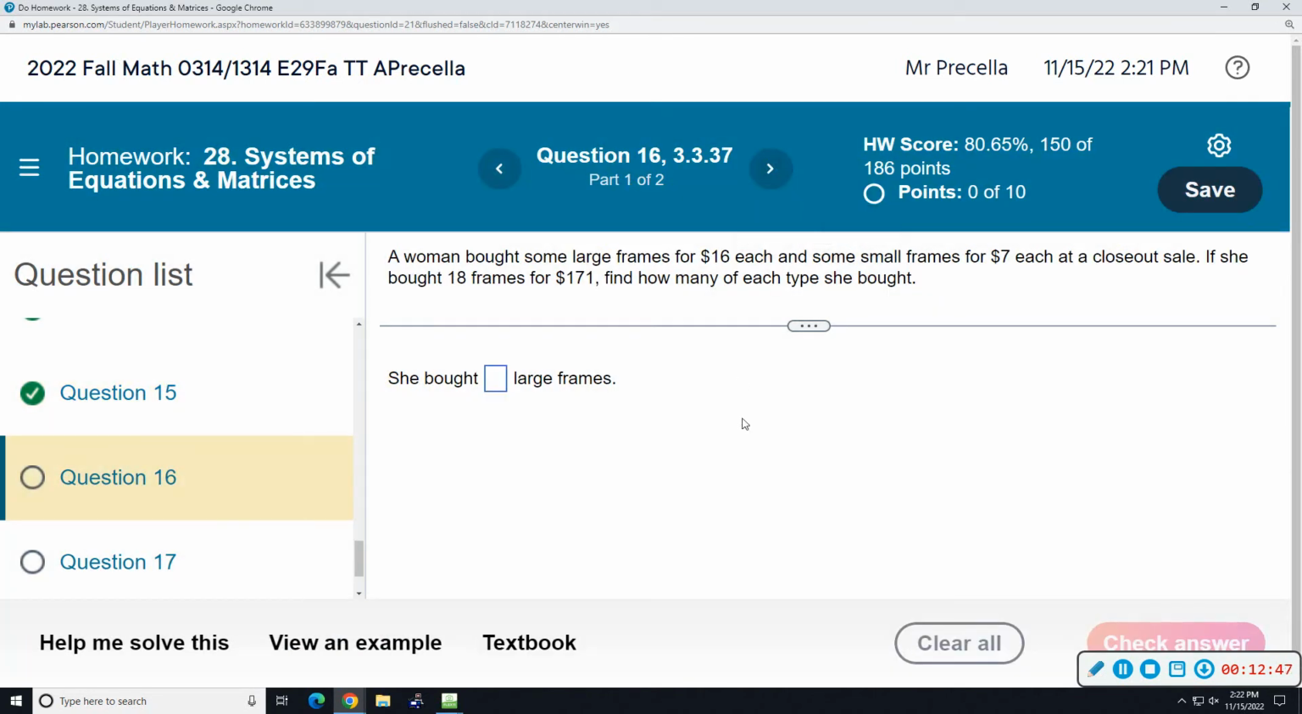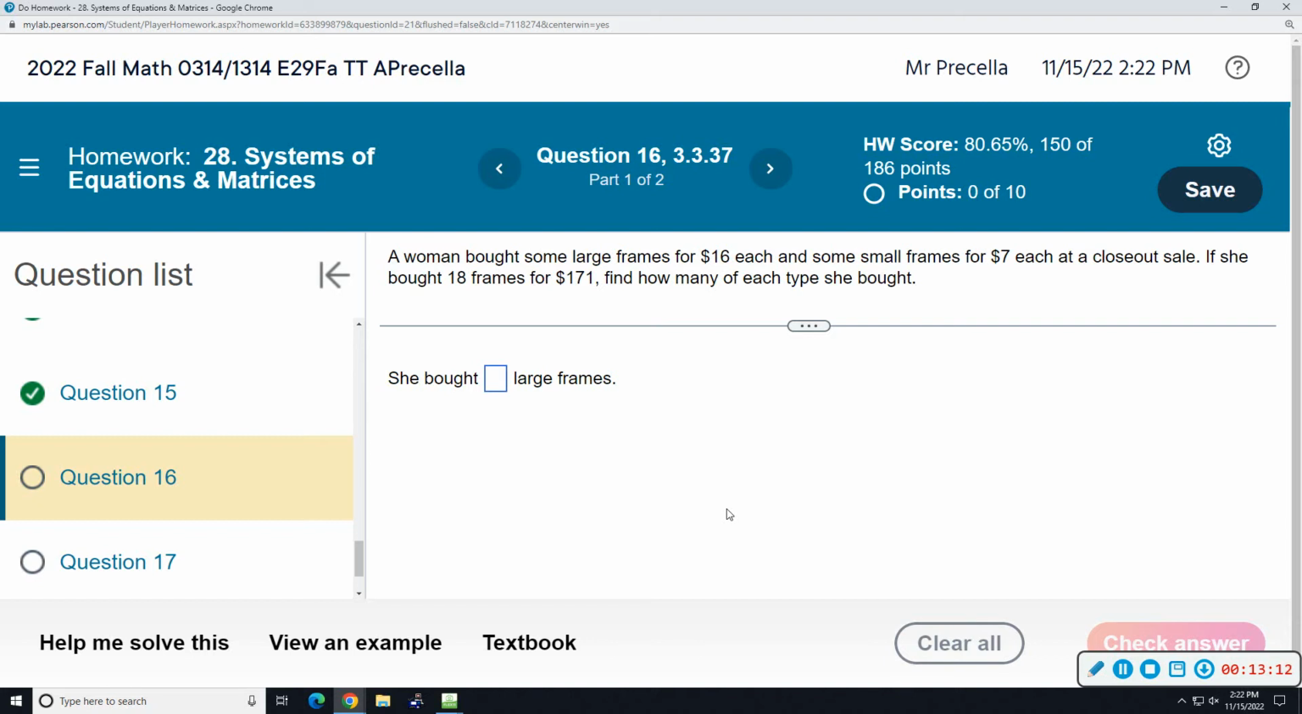Next one. Okay, this is number 16. A woman bought some large frames for $16 each and some small frames for $7 each at a closeout sale. If she bought 18 frames for $171, how many of each type? Find how many of each type she bought.